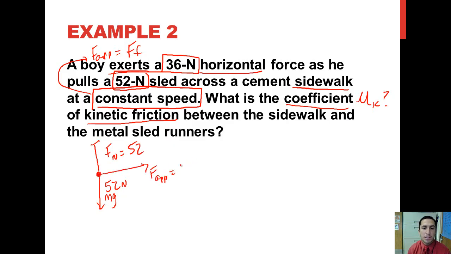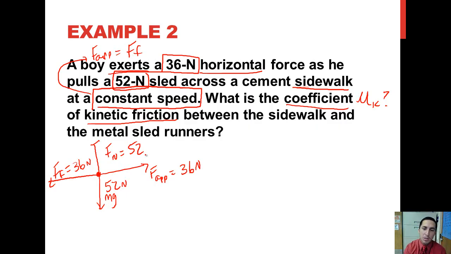Force applied is equal to 36 newtons. And we know that because it's moving at a constant speed, the friction force, which opposes motion, will also be 36 newtons. Okay. So, some students say, so the sled's not even moving. But is the sled moving? What do you think? If all of these forces are equal, if the net force of all this is zero, Newton's first law, then the object will continue to stay in the state that it's in.